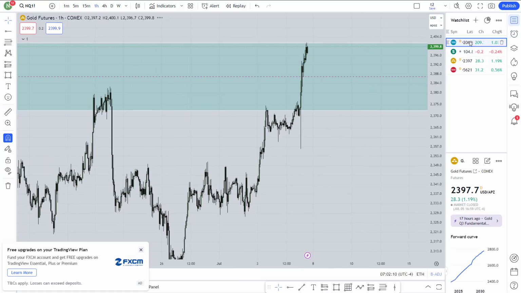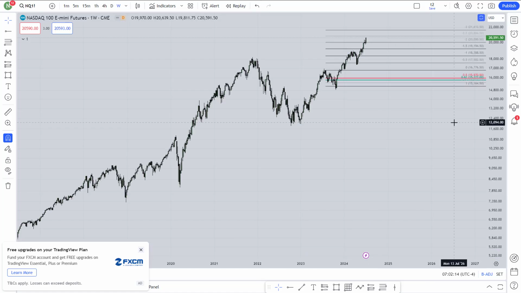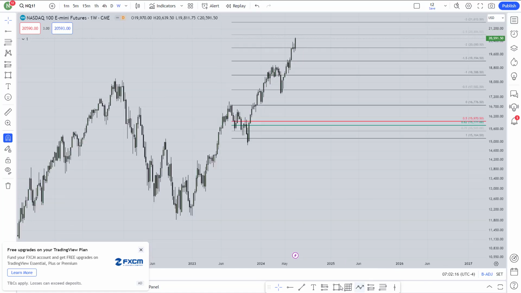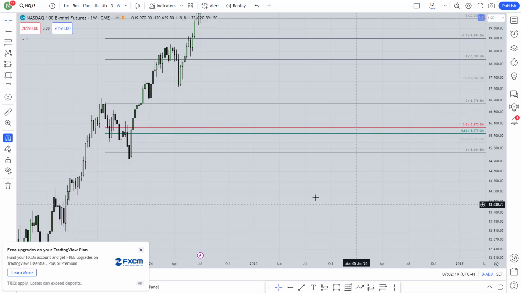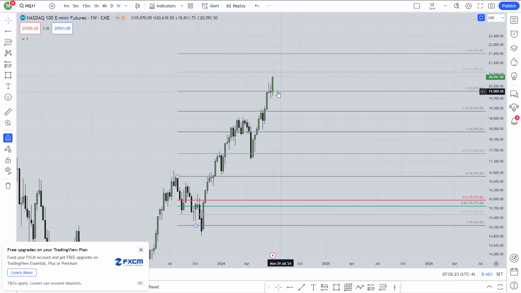Now let's go to Nasdaq, and here is my weekly chart from Nasdaq, and all you can see is a perfect expansion. This is a perfect expansion from last week. I was looking for a sell in gold and in Nasdaq last week, but it didn't fall. Instead of that, it went higher perfectly.